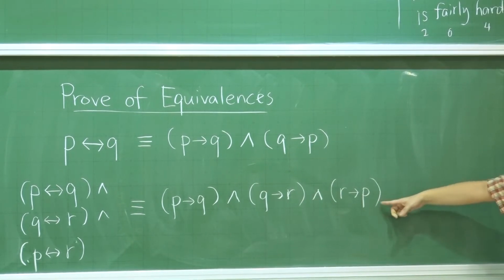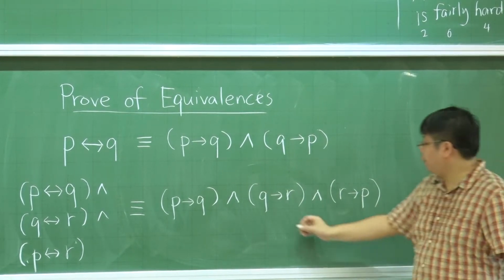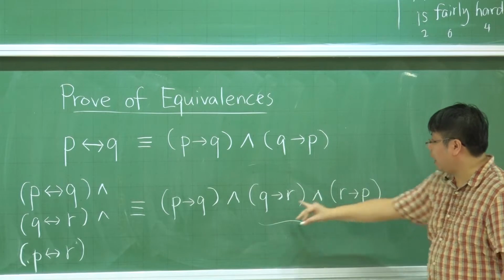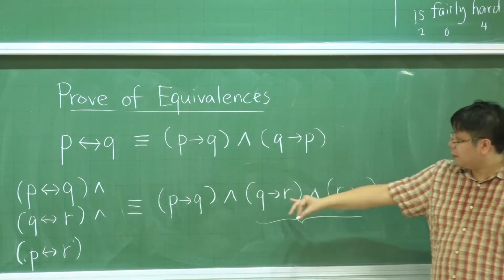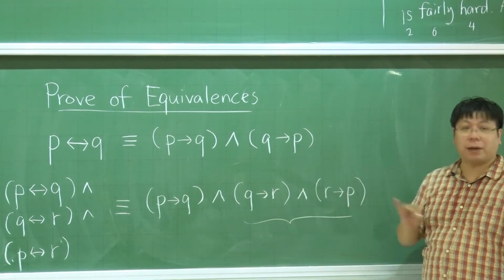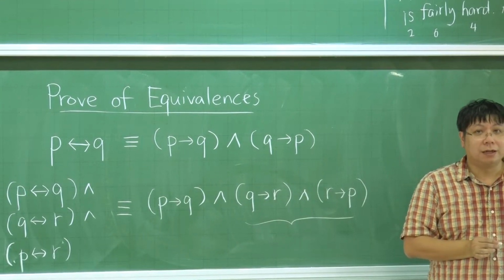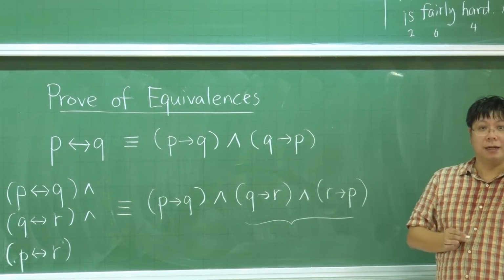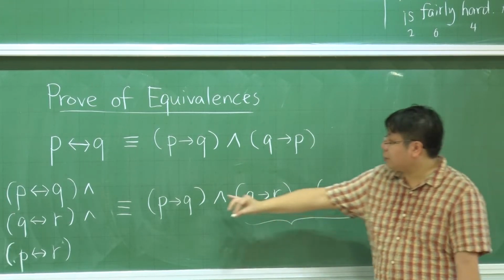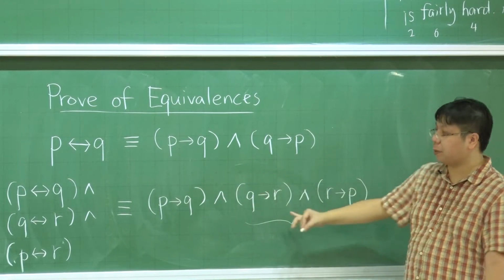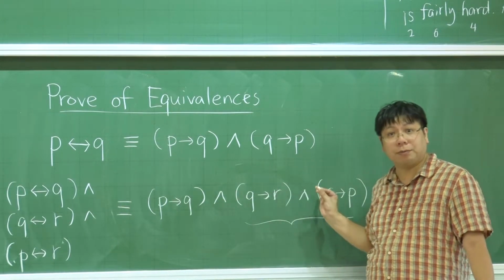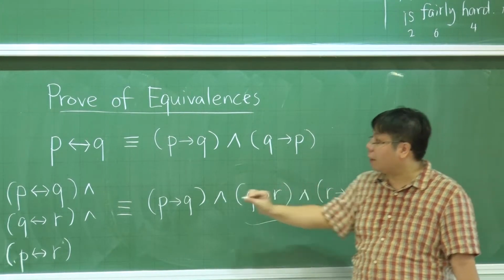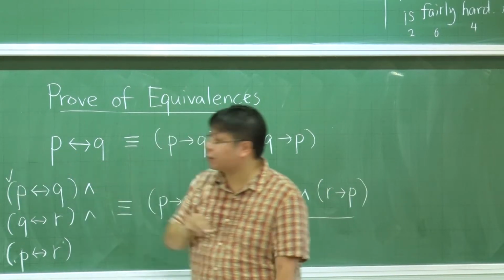So why does it work? If I can show Q implies R and then R implies P, what do I have? Q implies P. So if I can show this one together with this one, then I'm actually showing P implies Q and at the same time Q implies P. So I will have this part. So this part is okay.